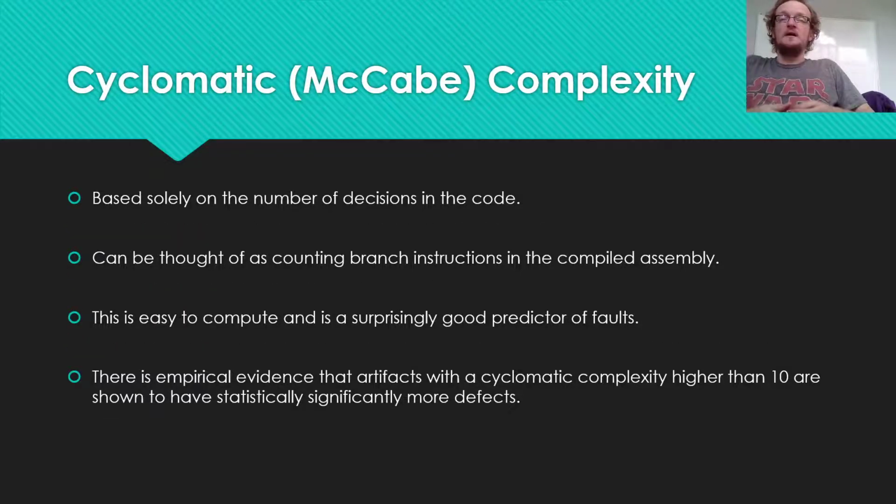So there is an alternative that's slightly more complicated than lines of code called cyclomatic or McCabe complexity. Basically, this is a count of the number of branches that are generated when the code is compiled. You can think of taking your high-level language, converting that into assembly language, and then counting the jumps and counting the branches. And this turns out to be an extremely good predictor of faults, even though it's fairly simple, right? It's very easy to compute.